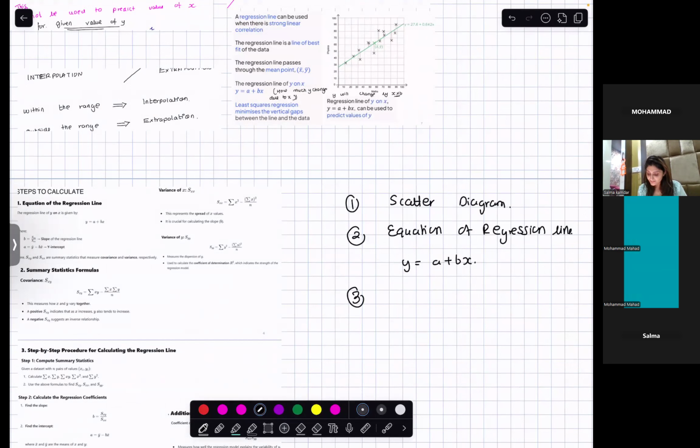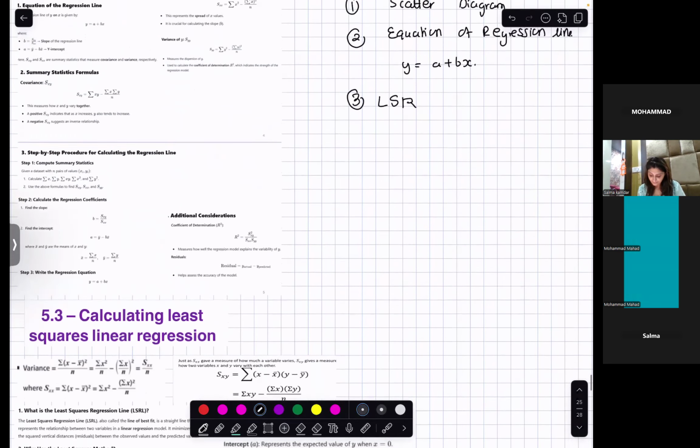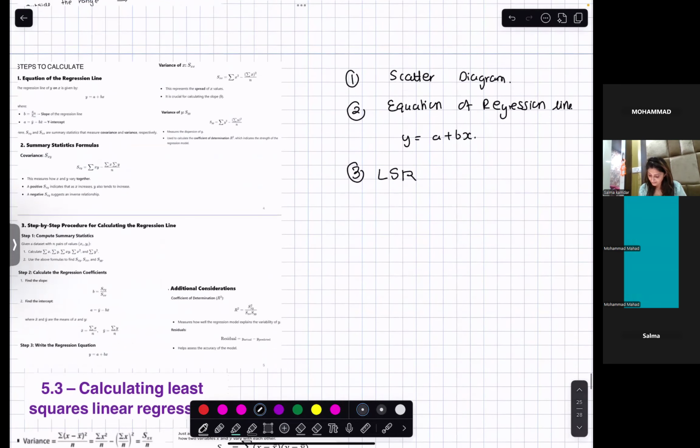Third thing was, do you remember? Least square linear regression. And fourth was the PMCC, product moment coefficient of correlation, which tells us the strength of the regression.